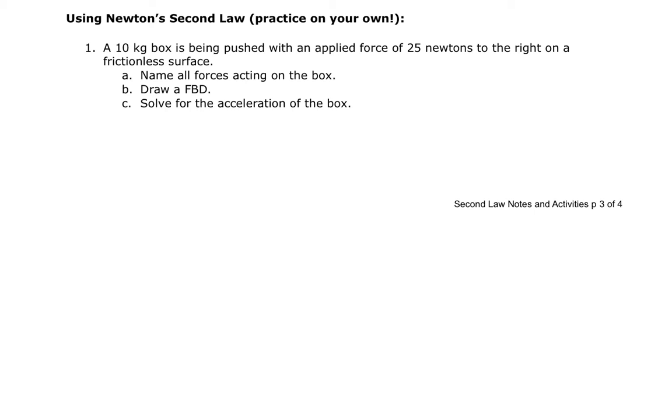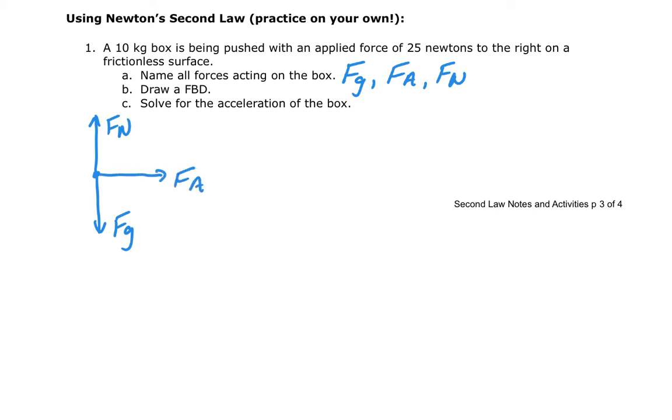So the forces that are acting on the box, let's see. I know the force of gravity has got to be one of them. Force of gravity is always acting. There must be an applied force because we're pushing with 25 newtons. There must be a normal force as well. So I'm going to go ahead and draw that free body diagram. And when I do, it's going to look something like this. The force of gravity going down, the normal force going up, and I'm going to draw the applied force to the right. Okay? This is the new part. Solve for the acceleration of the box. Gosh, how do we do that?